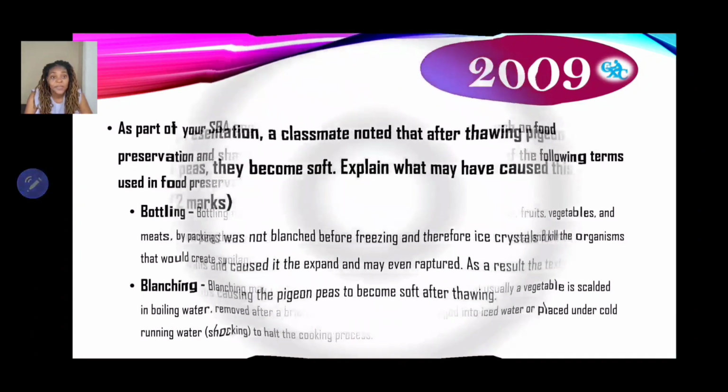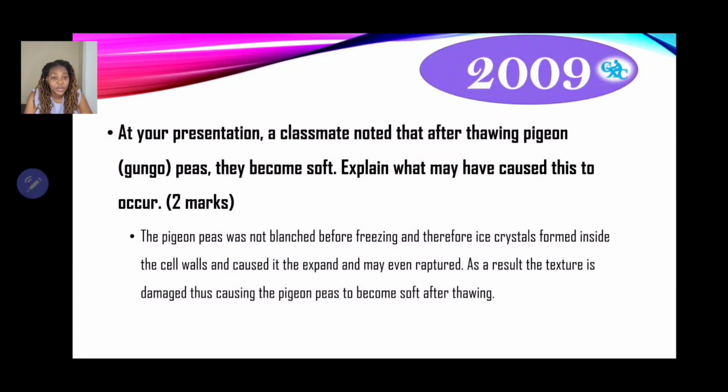All right, now at your presentation, a classmate noted that after thawing pigeon peas, which are gungo beans or gungo peas, they became soft.